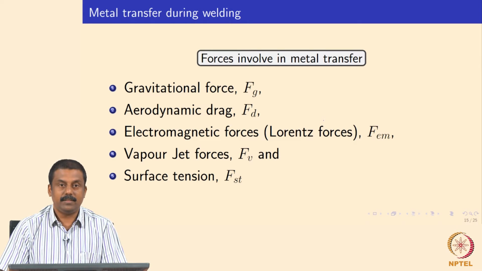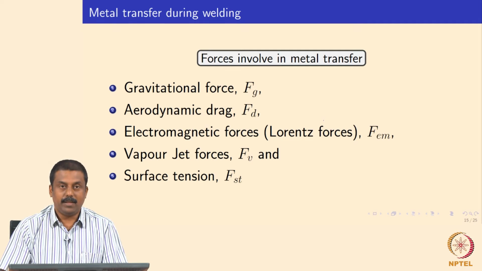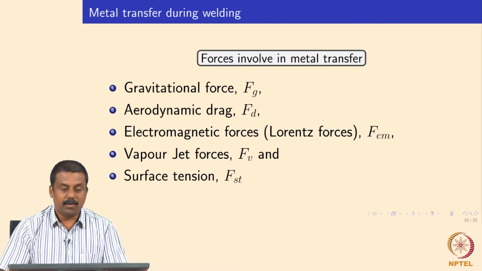The first one is the gravitational force. When you are doing downhand welding, gravity always aids the droplet detachment because gravity pulls the droplet towards the workpiece. And then the plasma drag forces or aerodynamic drag forces, that is actually nothing but the force generated by the plasma jet of an arc. So the arc is not really plasma, therefore, in the arc welding processes, we say it's an aerodynamic drag given by the force of the arc and the shielding gas. That always aids the droplet detachment as well.